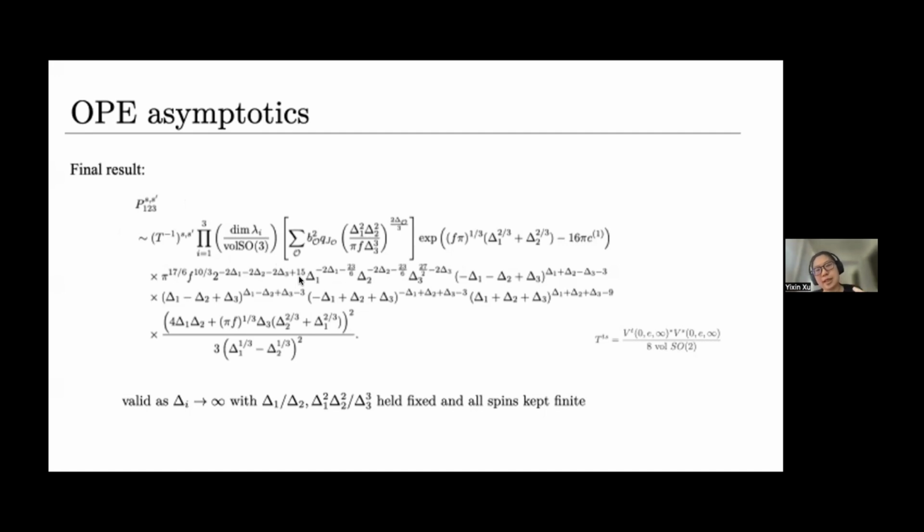So I should also mention that this OPE asymptotic formula is only valid as we send all the lambda i's to infinity, with lambda 1 and lambda 2 growing at roughly the same velocity, but delta 3 should grow faster so that this whole quotient is held fixed. And also, this formula is not only valid for scalar primaries, it's also valid for spinning primaries as long as the spins are kept finite.